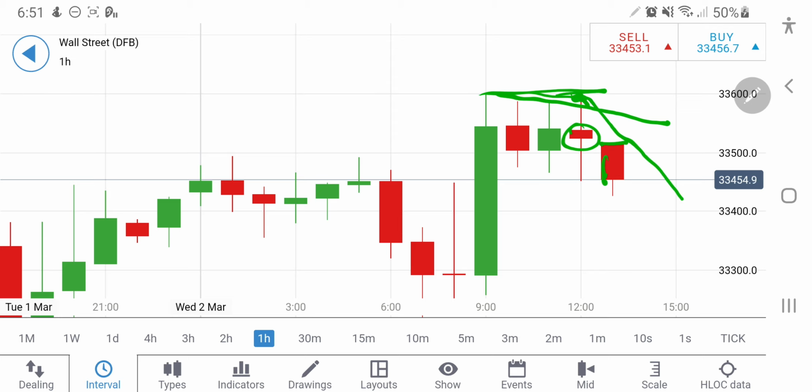Possibly from this you can expect it to continue dropping here, and once it drops below 33,400 here, you can again expect it to hit 33,300, and below that sky is the limit on the downside.